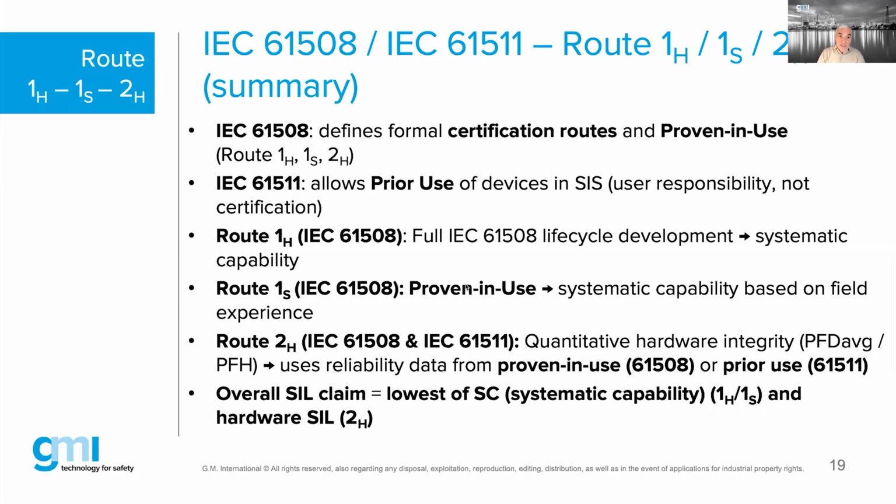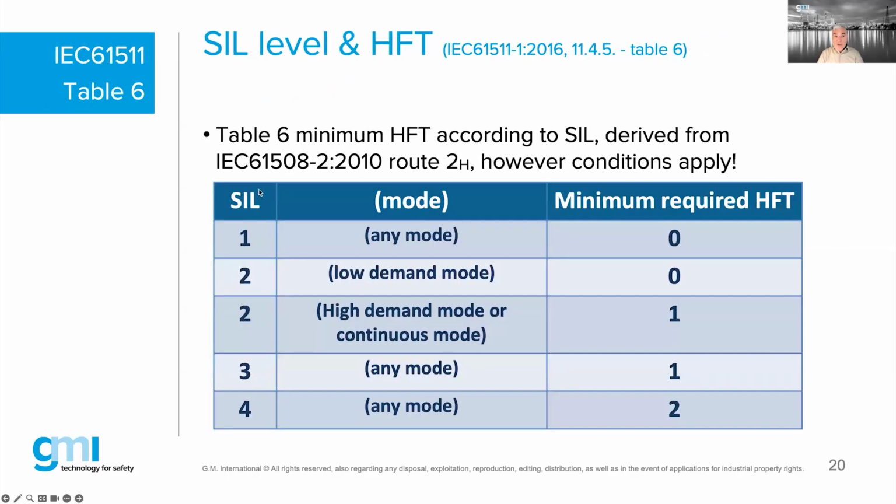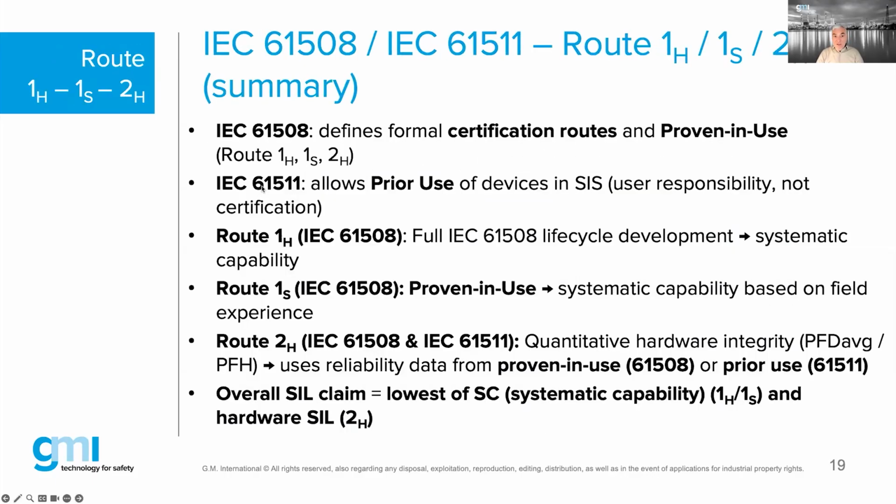So, summary: 61508, which is Road 1H, 1S, and 2H, is a mix nowadays. 61511 is prior use, which is this Road 2H. Here we have the Road 1H, which is the initial design of any new equipment. Again, during the Road 1H, the vendors, like GMI is doing, have a systematic capability of 3 on all their SIL 3 equipment today. Otherwise, SIL 3 would not be achievable.